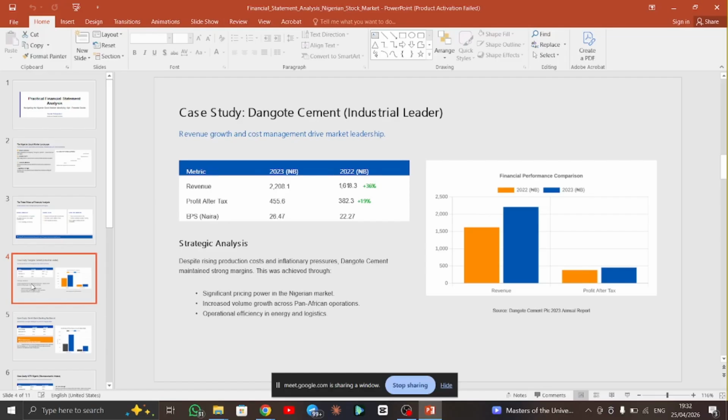Now, if you look at the strategic analysis, we say despite the rising production costs and inflationary pressures, Dangote Cement maintains strong margins, and this was achieved through pricing power and the rest of them. So once you look at the income statement of Dangote, comparing the two years, you see that they did very well.